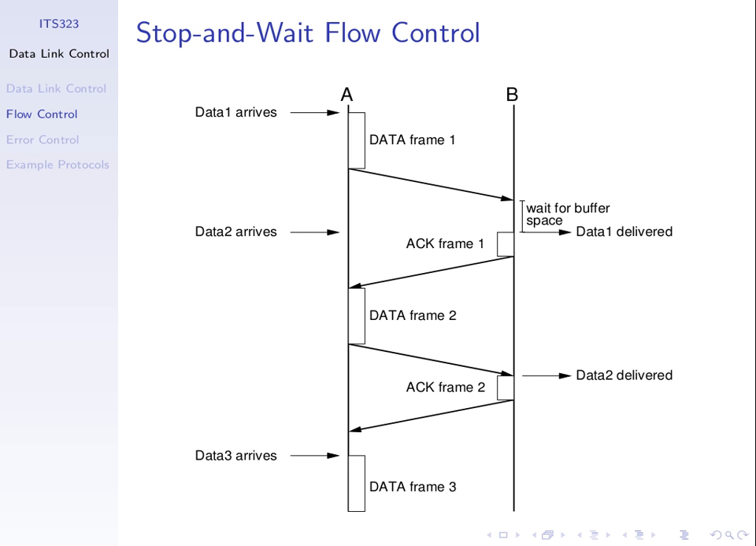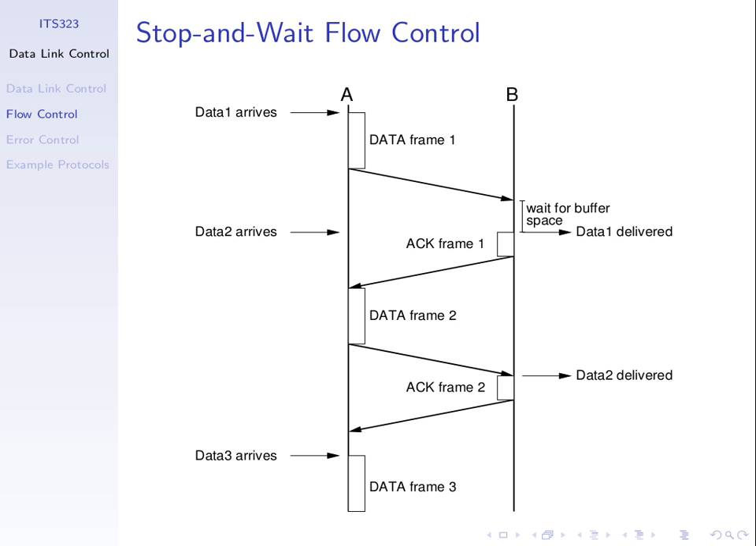Here's an example in our time sequence diagram. We've got data to be sent from A to B. Note, I show with this arrow here, data 1 arrives. What that means is data 1 arrives from the higher layer, the network layer. Maybe someone has pressed a button on computer A to send some data. So eventually it arrives at the data link layer ready to send at this point in time.